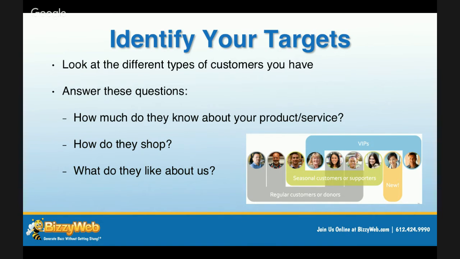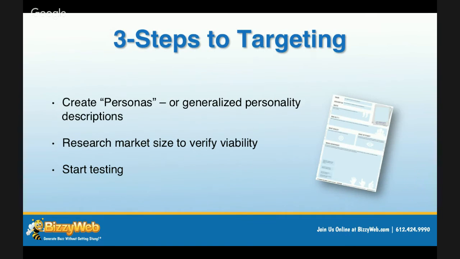And then you reach out to your best customers over a number of different networks and connections, and you illustrate what those options are for solving that problem. So as you're looking at targeting, there are 3 steps. Again, creating personas to identify the psychology behind the people that you're trying to reach, researching that market size to verify the viability of that market, and then to start testing.